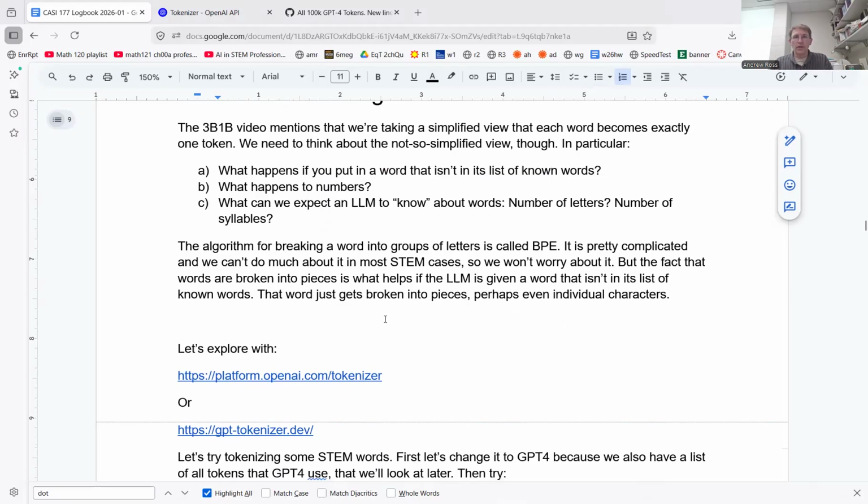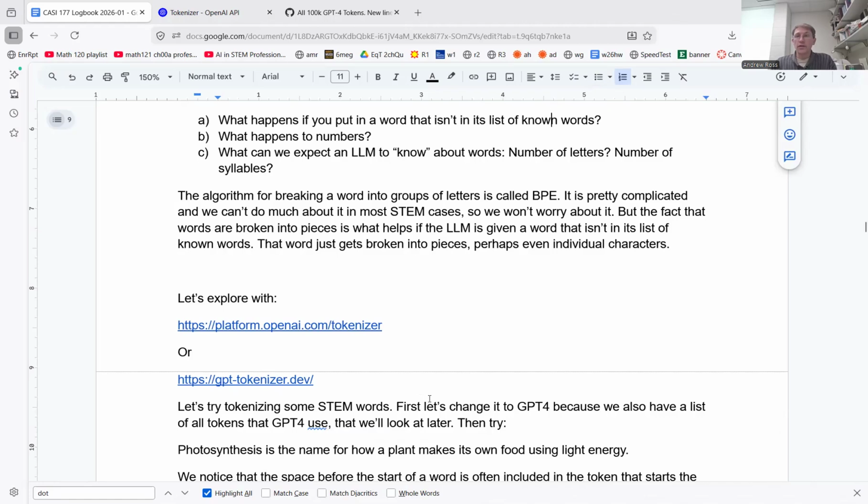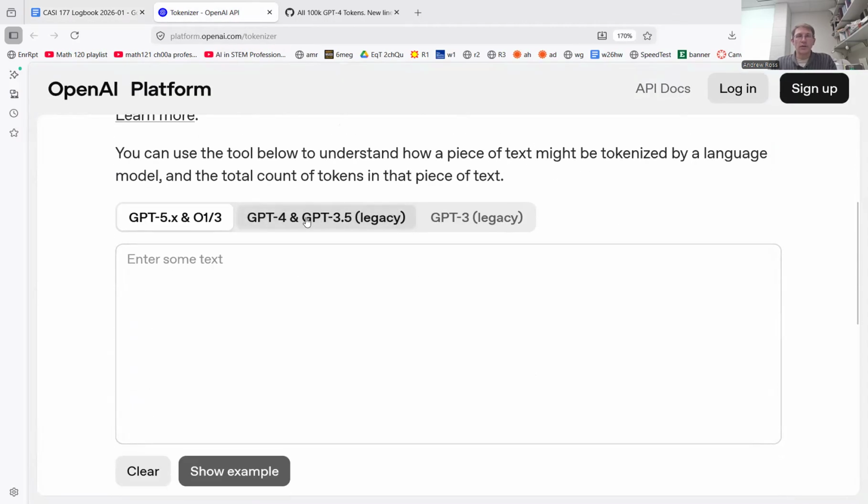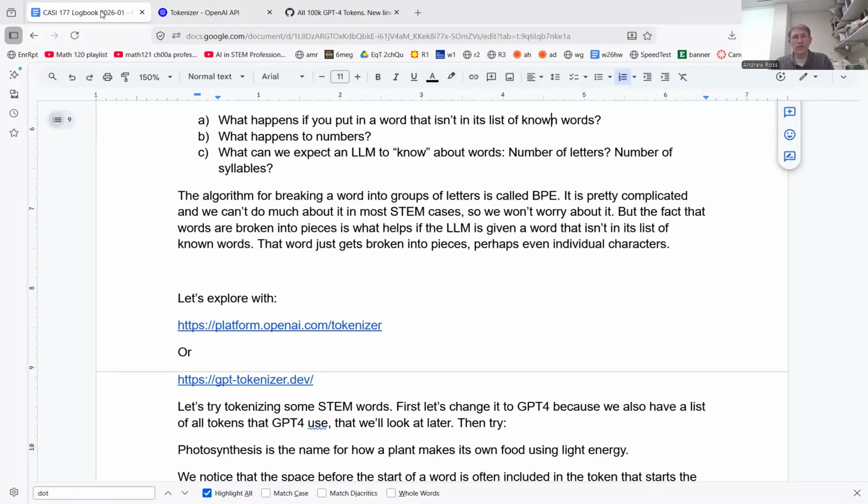Let's explore with this tokenizer that comes from OpenAI, which is the company that owns ChatGPT. Let's try tokenizing some STEM words. So first, we're going to change it to use the GPT-4 tokenizer because we have the list of word tokens that it knows. So we'll look at that later.